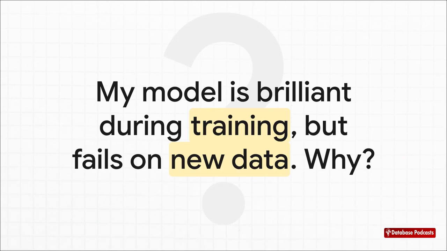You build this model, you're feeding it data, and the numbers, they look incredible. Accuracy is through the roof, your loss is dropping like a stone. You're thinking, I've done it, this is the one. And then you show it some brand new data, stuff it's never seen before, and boom, performance just tanks. So what's going on here?